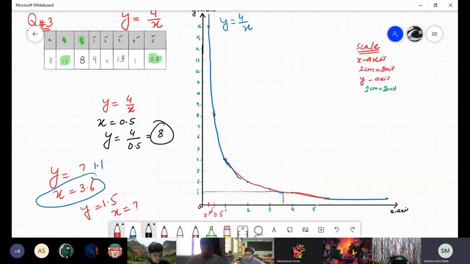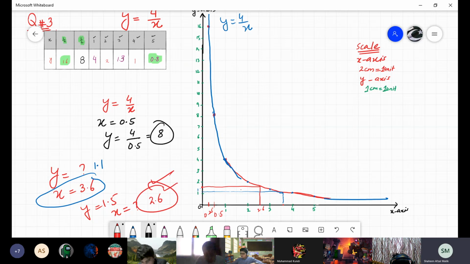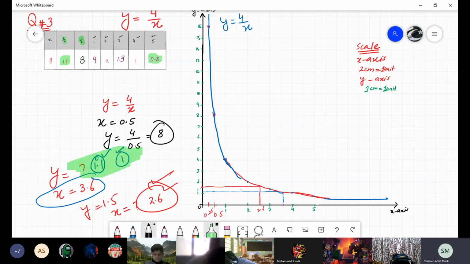So where is y 1.5? Here, between 1 and 2. Yes, ma'am, it's coming 2.6 to me. Ma'am, I also got 2.6. Is it 2.6? It is 2.65 behind the book. So 2.6 is okay. If you are getting 2.6 or 2.7, then okay. And for y, if you are getting your answer as 1.1 or 1, both are acceptable, but not less or more than that. So this is the value of y which we have to find out, and this is the value of x that we have to find out. Yes, boys, done with this?